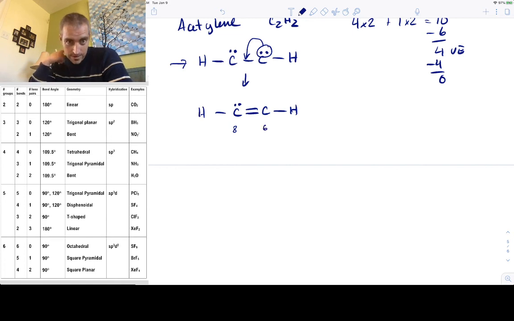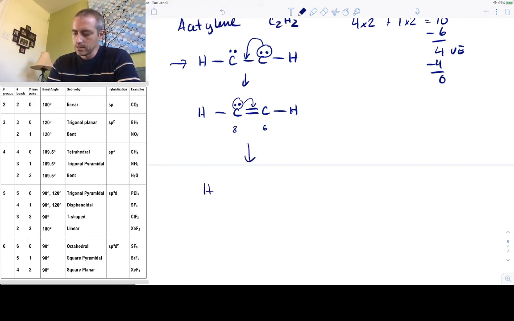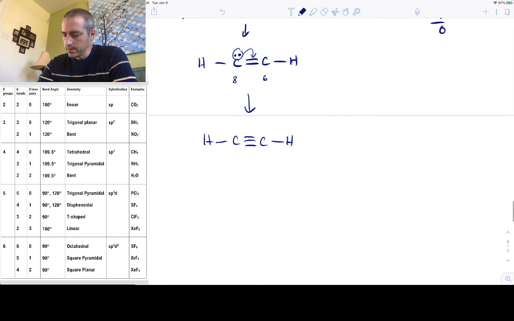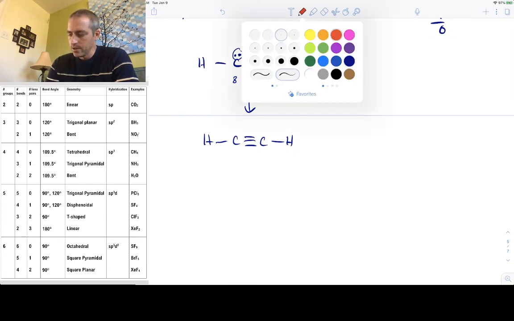So if it doesn't have a full octet, again you do the same thing. Look for an adjacent atom with a lone pair. There is one. You can bring it down as well, and that would give us a triple bond. Great. All the atoms have full outer shells, full octets for the carbons.